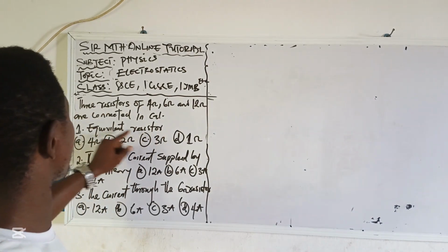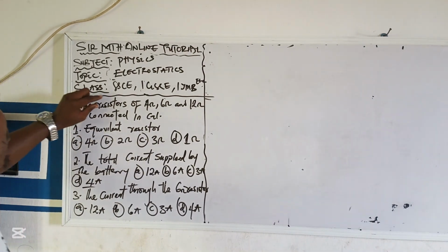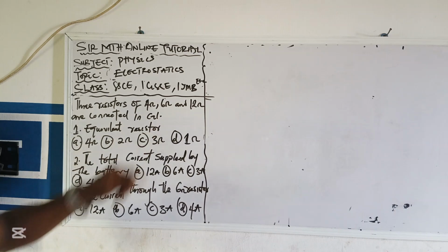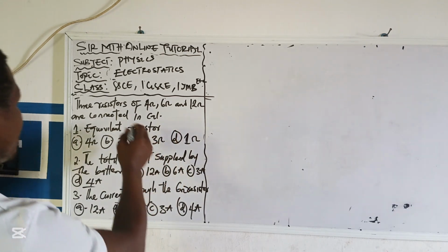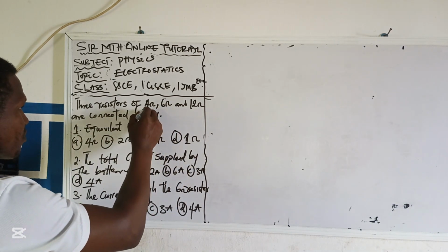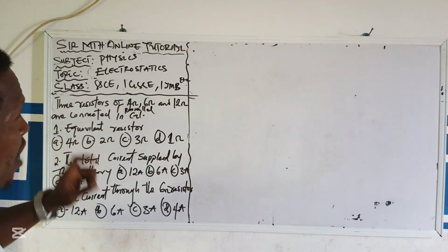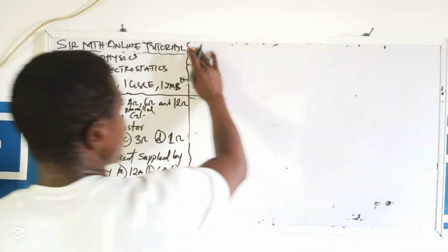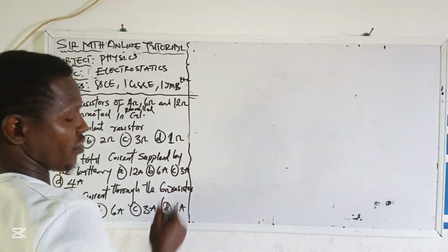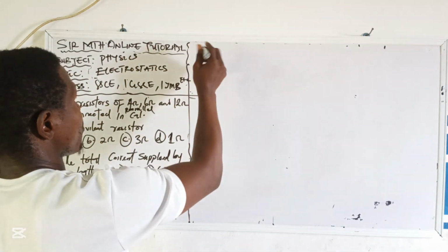So we have an equivalent resistance problem here. About 3 resistors were connected in... there was a mistake here. They were connected in parallel, please. Okay, in parallel. I believe we all know what a parallel connection is. When you are given a parallel connection of resistors, we can solve them using the formula.